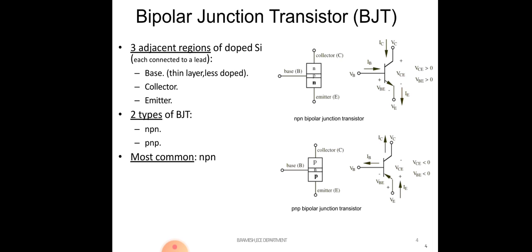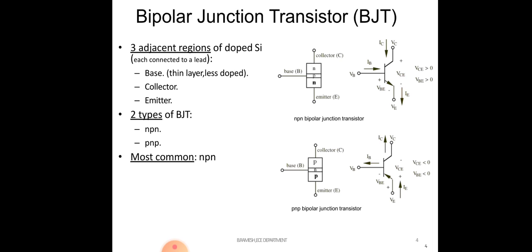Okay. So the junction between emitter and base is called the emitter base junction. The junction between collector and base is called the collector base junction. Okay. So when you see the doping level, the emitter region has a higher level. That means emitter current is very high compared to the collector and base current.